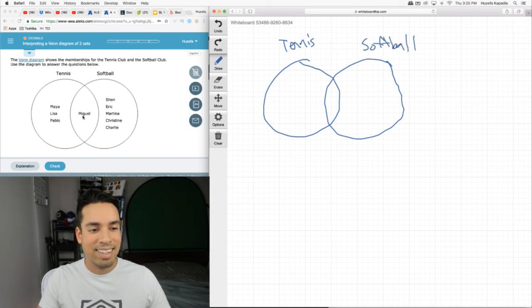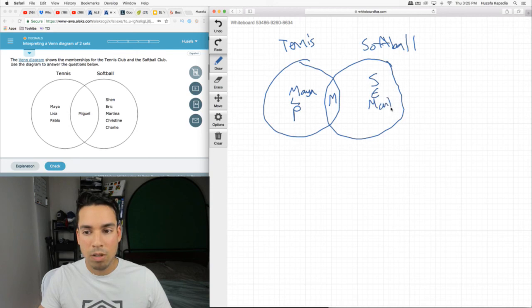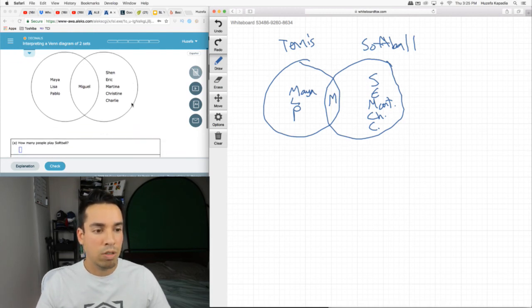Why is Miguel in this middle zone? This means he's in both zones, which means he plays both tennis and softball. Okay. The rest of these guys, M, L, and P, or Maya. I'll put a Maya. It's different from Miguel. Maya only plays tennis. She's not in the softball universe. Same with Lisa and Pablo. And with these guys, S, E, I'll say Martina, and then Christine and Charlie. These guys are only in the softball universe. They don't live in the tennis universe. Only Miguel is in both universes and plays both sports.